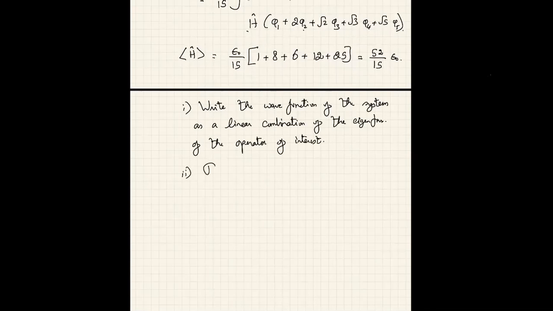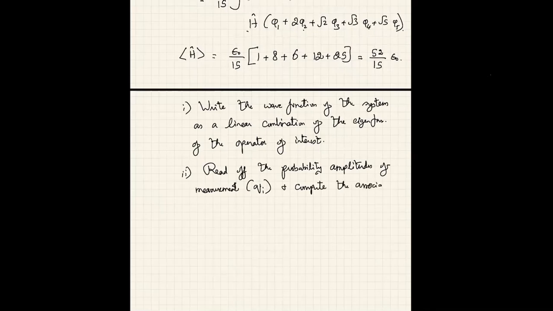Read off or work out, but as you keep working out, I'm guessing that you will become very proficient and you can simply read off the probability amplitudes as the corresponding coefficients. Read off the probability amplitudes of measurement, let's call them q_i, and compute the associated probabilities, mod q_i squared.